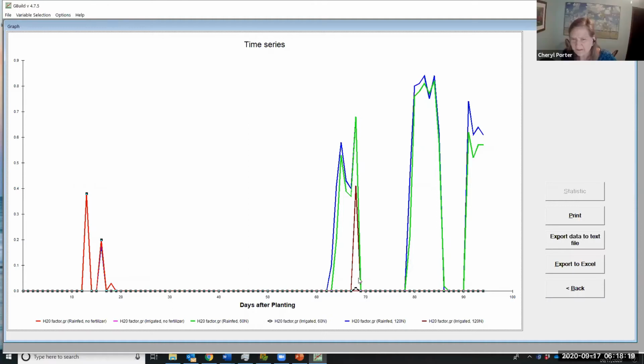So this makes sense. This difference between the stress for these two fertilized and irrigated treatments. The one with the high fertilizer has a higher water stress, and the one with the lower fertilizer has a lower water stress.